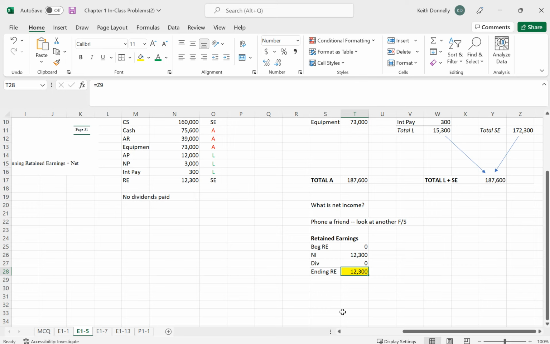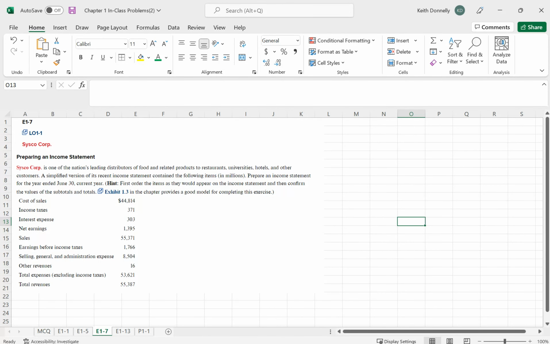So you see how that's a little bit tricky there. They're not giving it to you explicitly. You have to kind of back into it. Okay, continuing here then. Let's move on to E17, the next problem.